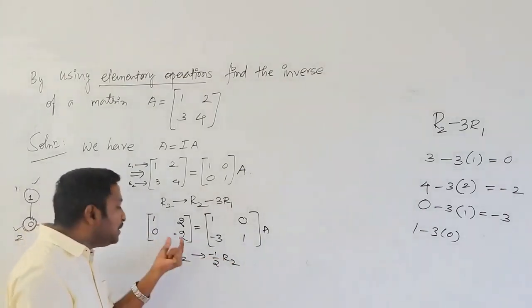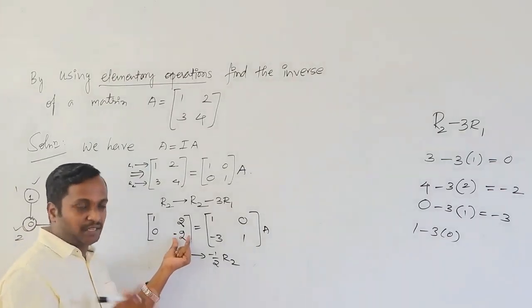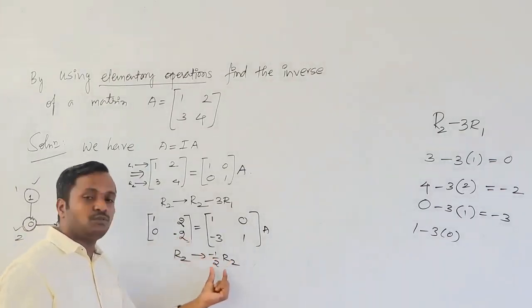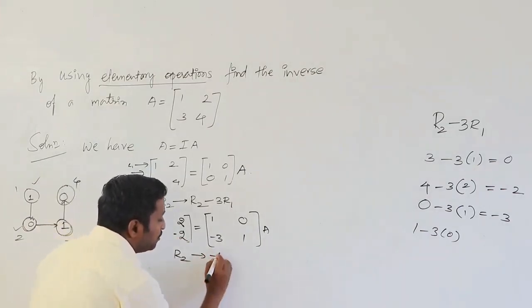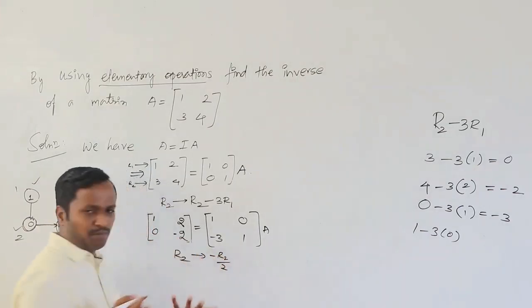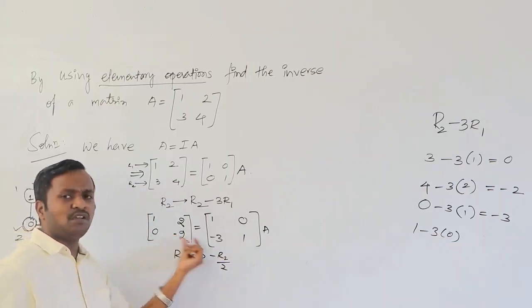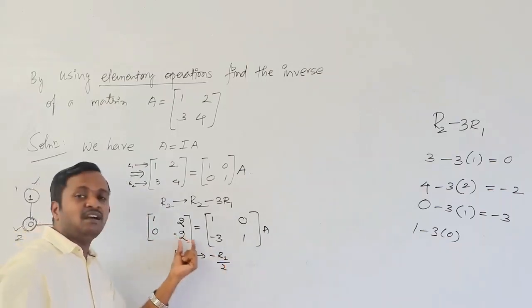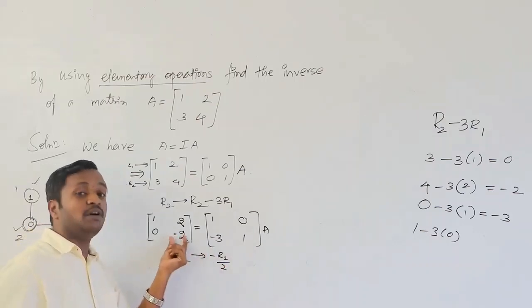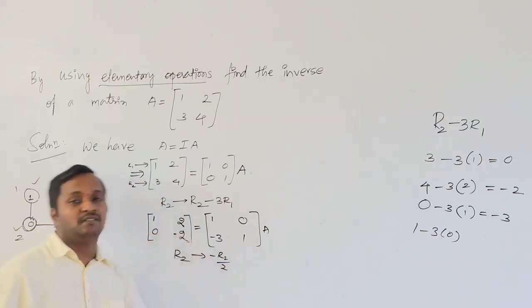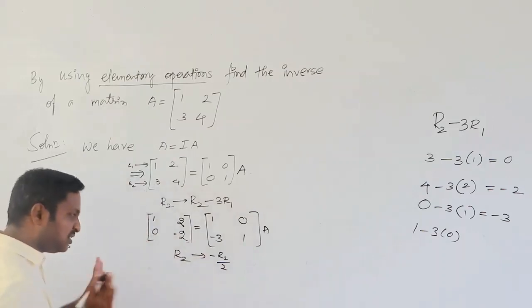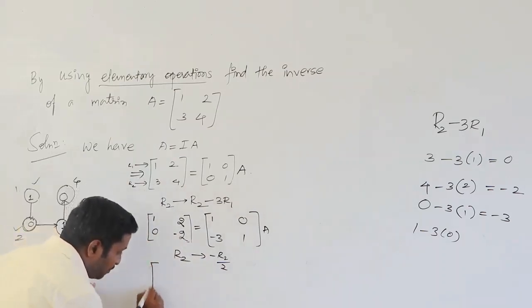Suppose it is 4. If I am making it 1, R2 becomes 1 by 4 R2, or you can take minus R2 by 2, no problem. If it is 4, R2 by 4. If it is 10, R2 by 10. If it is 5, R2 by 5. If it is minus 3, minus R2 by 3. How to make it 1? Just observe. Apply the operation here.